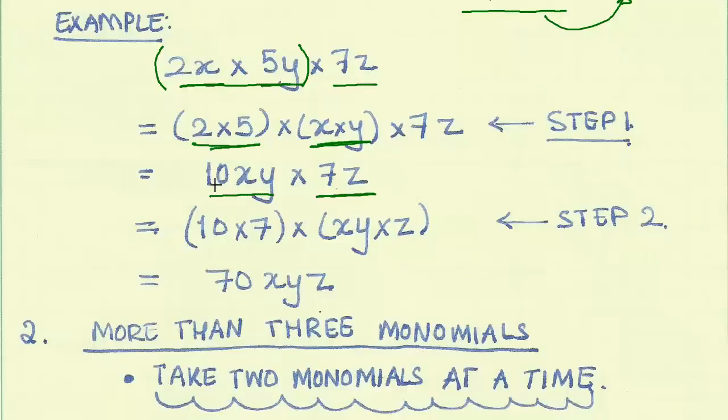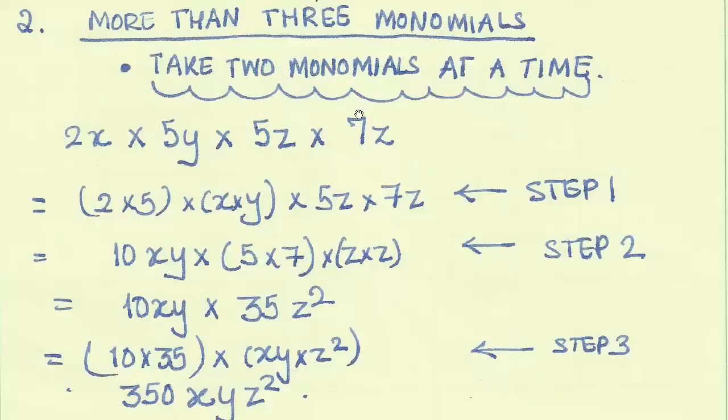In this case, we multiply 10 by 7, multiplied by xy into z, and 10 times 7 is 70, and xy multiplied by z gives you xyz. So your final result of multiplication of three monomials, 2x multiplied by 5y multiplied by 7z, gives you 70xyz.